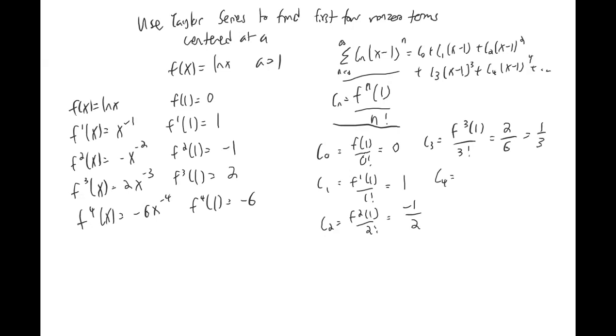And then C4 is f4 at 1 over 4 factorial. Well, 4 factorial is 4 times 3 times 2 times 1. That's 24.